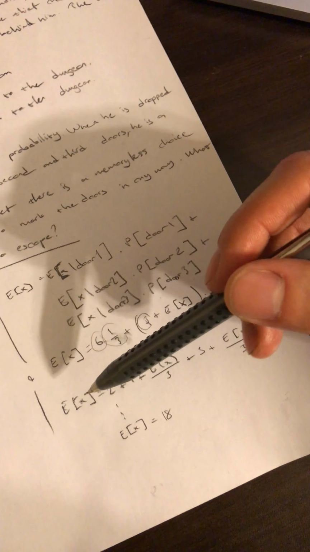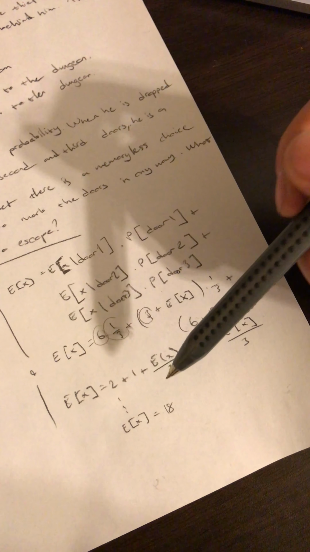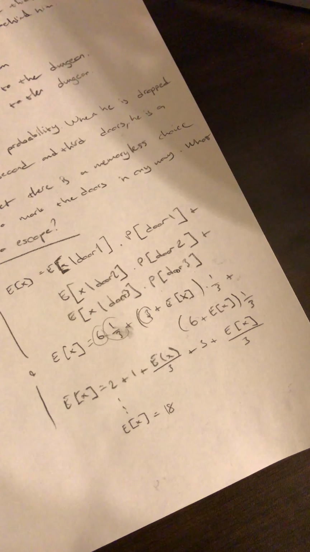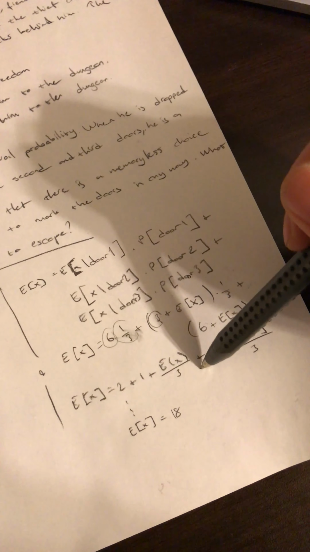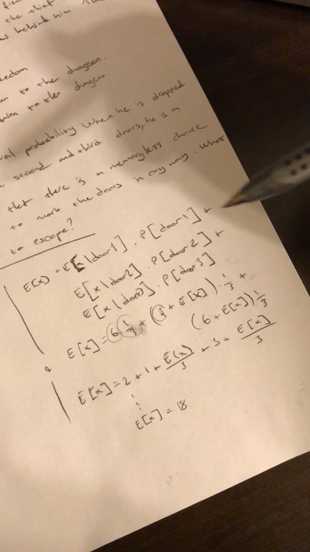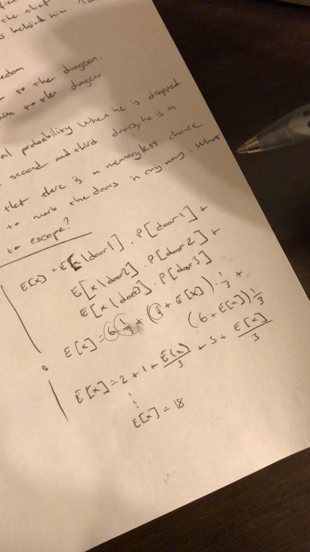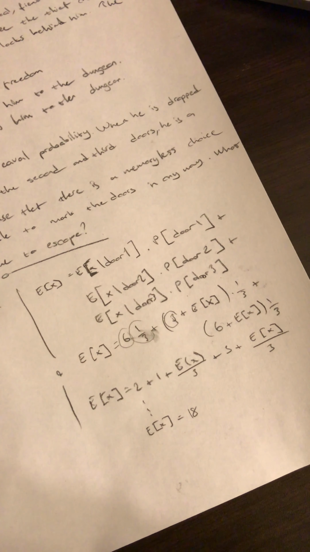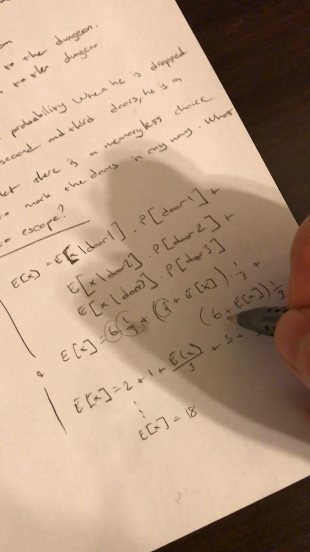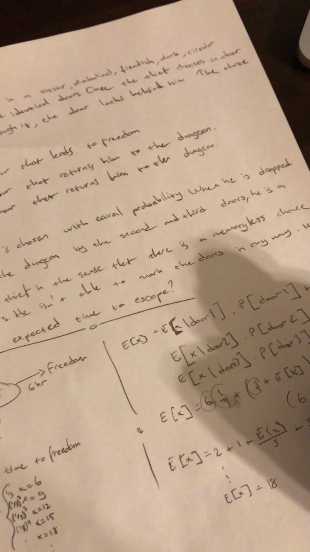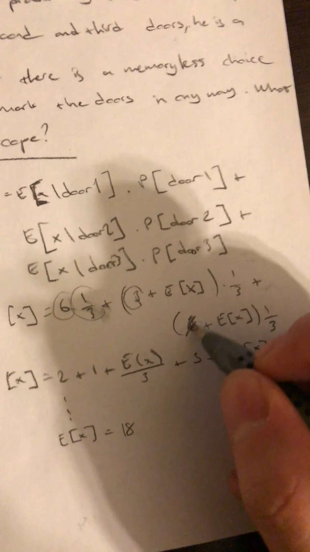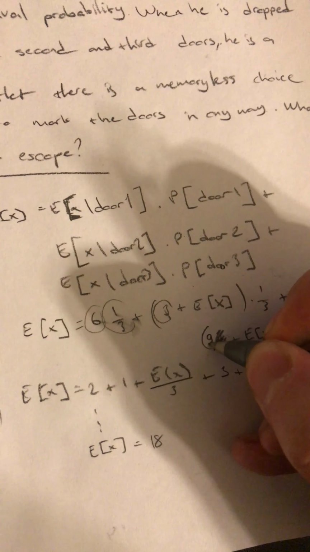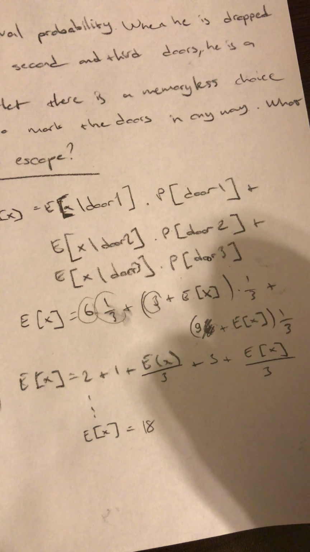E of x is equal to 6 times 1/3, plus... Oh, I have a mistake, sorry. I haven't got an eraser. There should be 9. I'm so sorry.